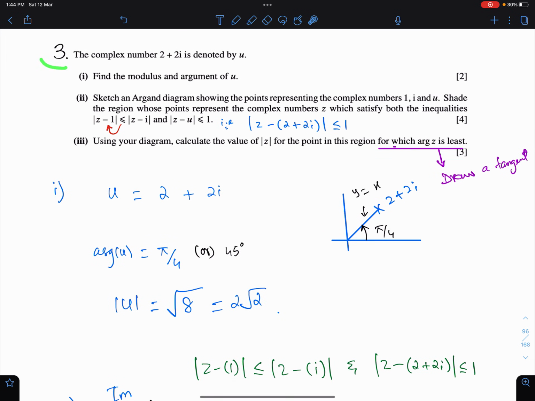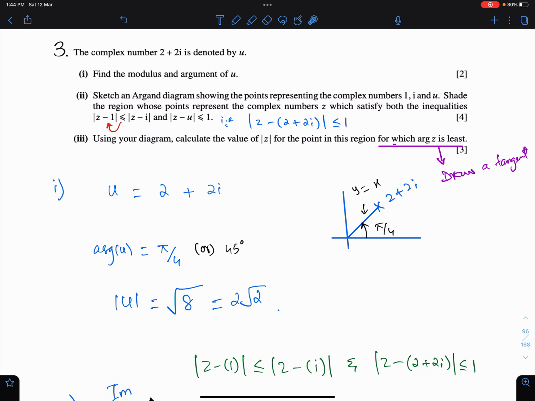Example question number 3, part 1. Find the modulus and argument of u. Since this complex number lies on y is equal to x, its argument should be pi by 4 and its modulus is root 8, which is 2 root 2.